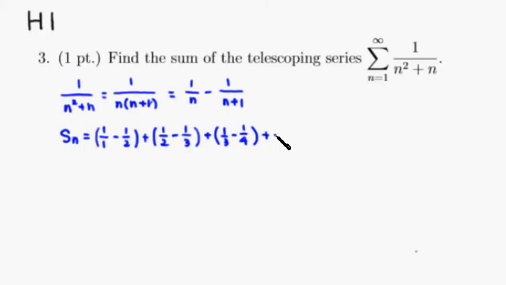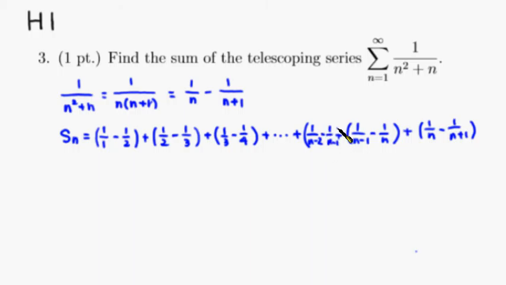For the last 3 terms, I'm going to go backward. The very last one would be 1 over n minus 1 over n plus 1. The one before would be 1 over n minus 1, minus 1 over n. And the one before that would be 1 over n minus 2, minus 1 over n minus 1. It's kind of hard to see.